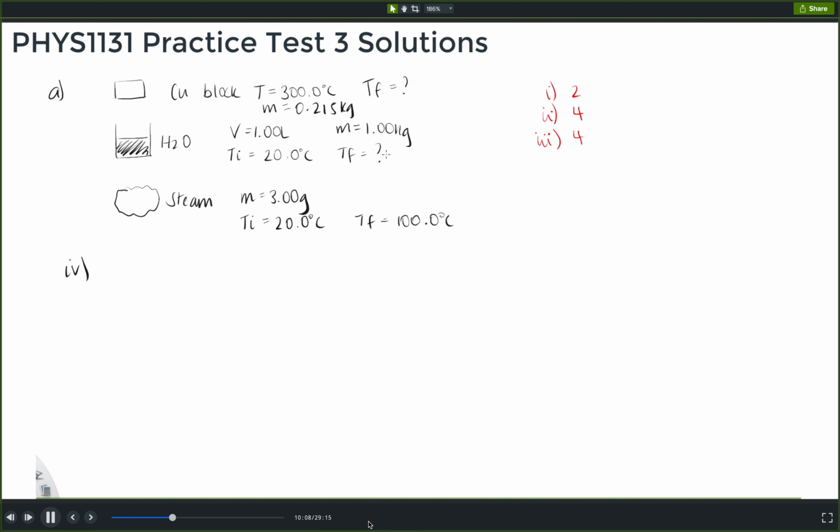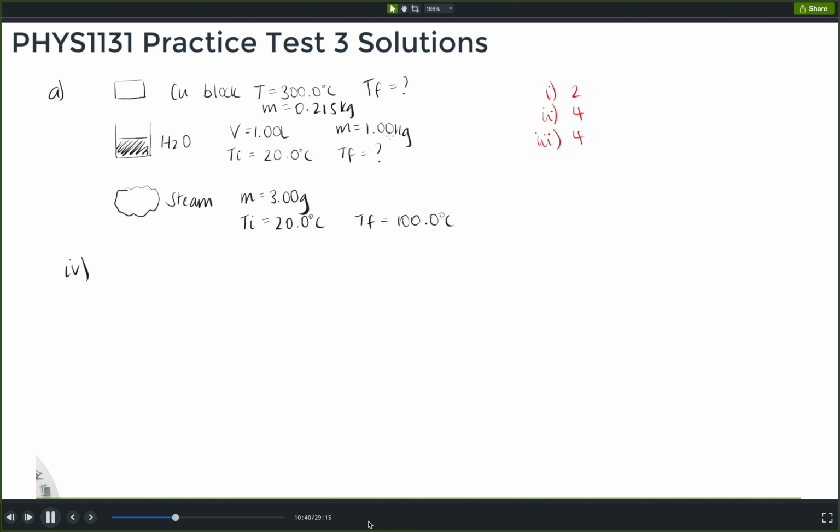So the easiest way to actually look at this question is to consider that we have three different entities. We have the copper block that's originally at 300 degrees Celsius. We have the H2O, which is in total 1 litre. However, we also have a component of that H2O, which is steam, 3 grams of it, which goes from 20 degrees all the way up to 100 degrees and is converted into steam.